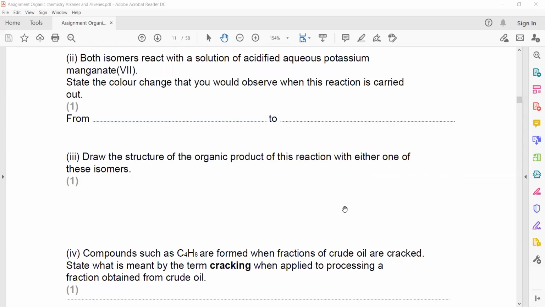Draw the structure of the organic product of this reaction with either one of the isomers. For example, if I took the cis isomer, here we have to draw the structure. CH3 was there, H. I'm drawing the reactant first to show how the product will form. As it reacts with acidified KMnO4, it will form a diol. The double bond will turn into a single bond and OH is added to both of the carbons.